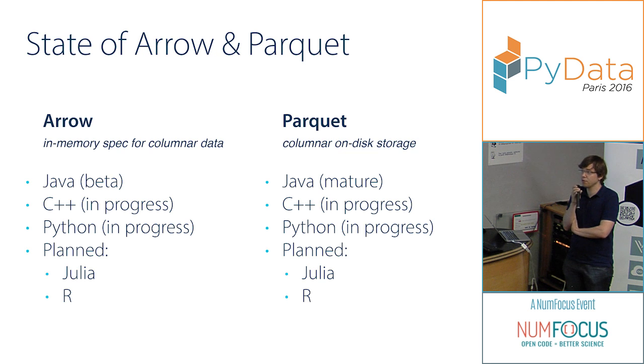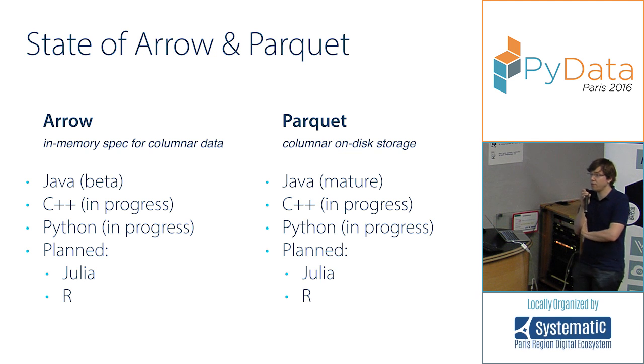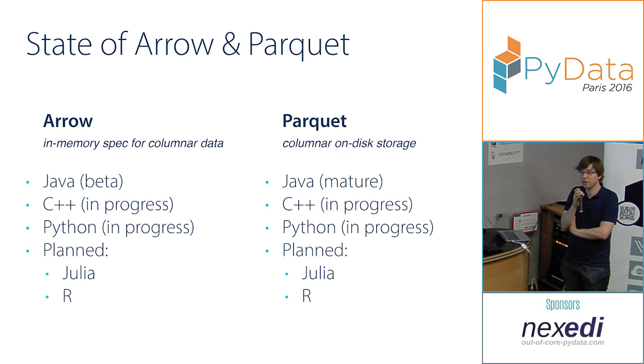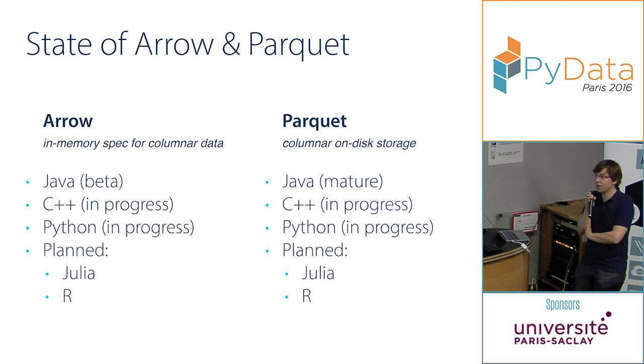C++ and Python implementations are both in progress. The memory structure is there. Inter-process communication and RPC is not there or in a very alpha state. And Julia and R people are looking at Arrow at the moment. There are some implementations mainly coming out of the Feather project, because people saw Feather and are now excited about Arrow and trying to implement them in those languages.